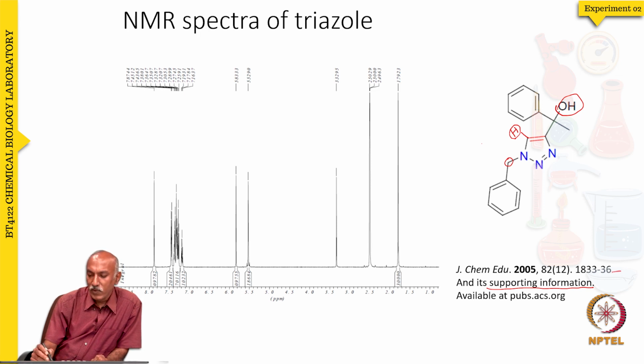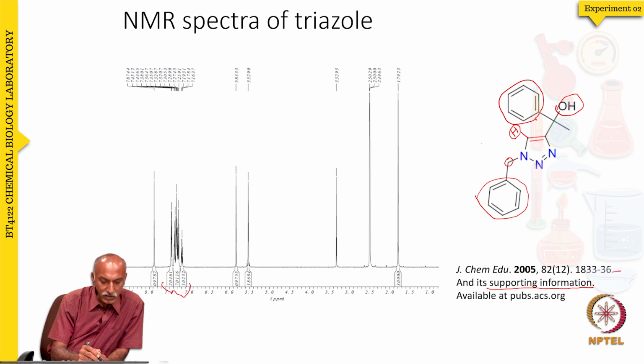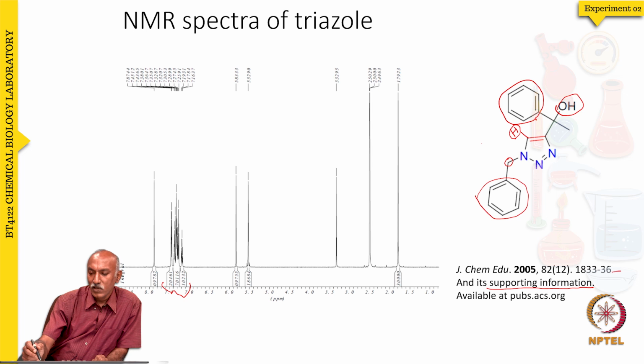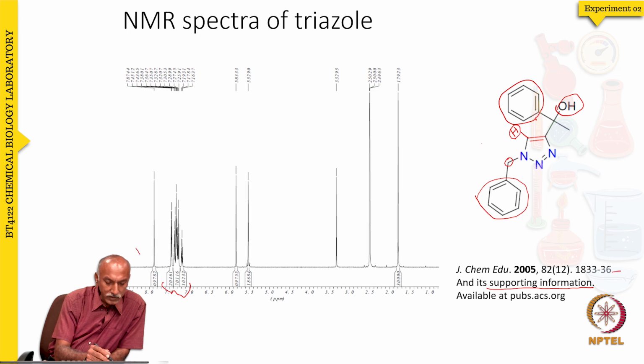These 10 hydrogens basically correspond to these 10 hydrogens. So, that means that this region corresponds to both phenyl ring hydrogens, and this triazole hydrogen, which is the one hydrogen present in the triazole. This hydrogen basically comes at this position, for the one proton.